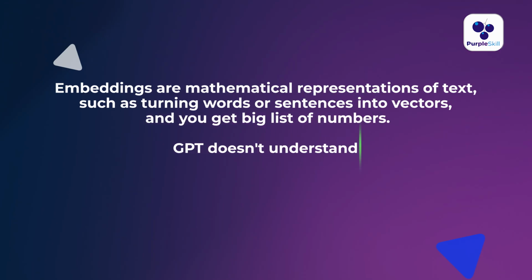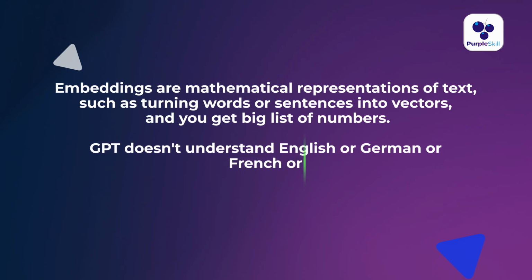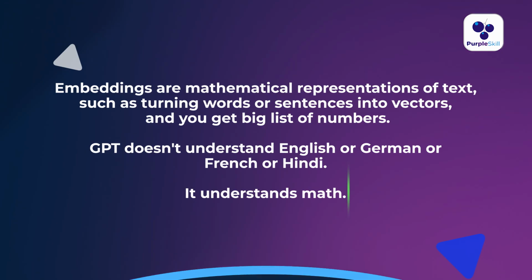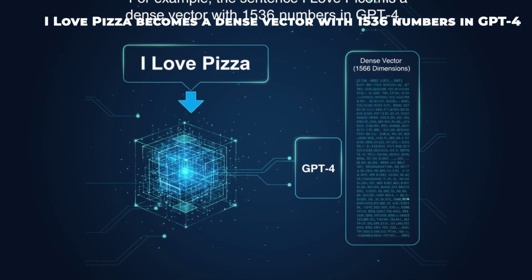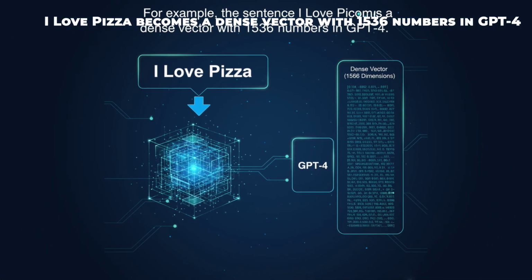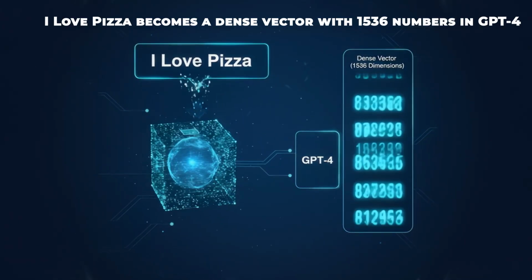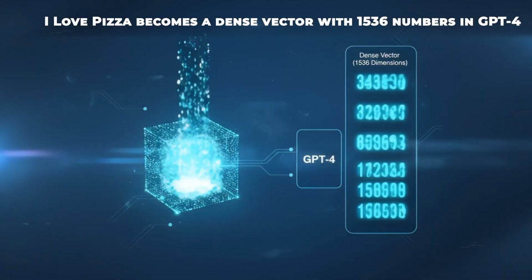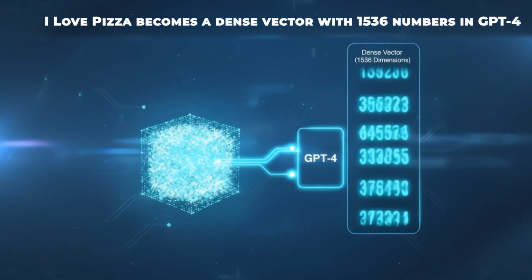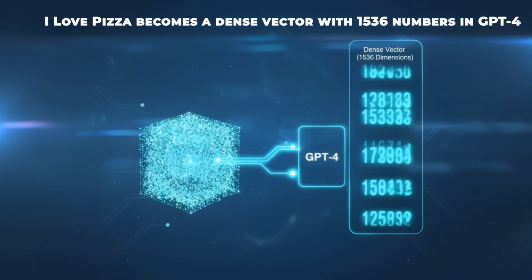Because GPT doesn't understand English or German or French or Hindi. It understands math. For example, the sentence "I love pizza" becomes a dense vector with 1536 numbers in GPT-4. These numbers capture meaning, tone, or even context.